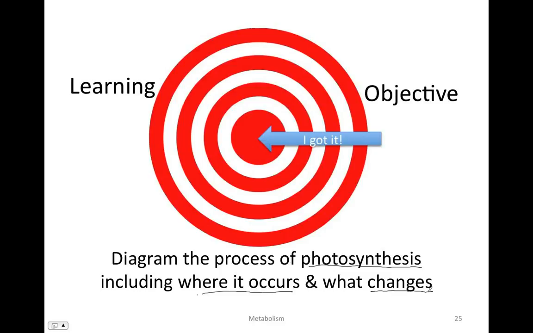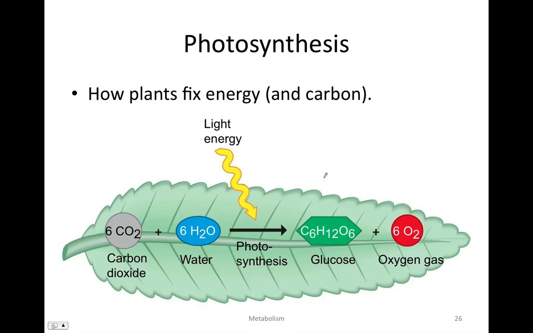And we also want to understand what its changes are and how they relate to energy. Photosynthesis is how plants fix energy. That means sort of how they trap it, and also how they fix carbon. That means how they trap the carbon from carbon dioxide in the atmosphere. So carbon dioxide in the atmosphere is not biological carbon. It's not organic. But we're going to take that carbon dioxide in the atmosphere inside of plants, combine it with water, and make glucose out of it.